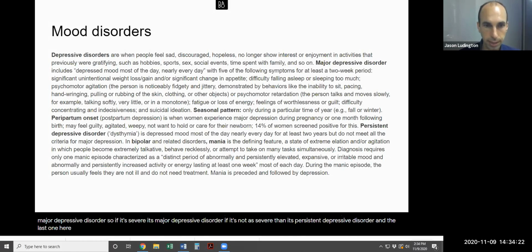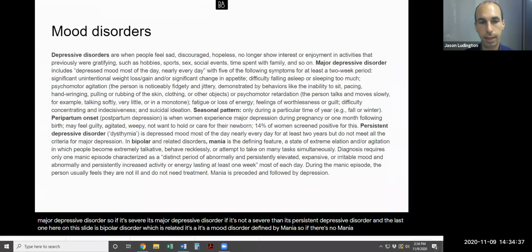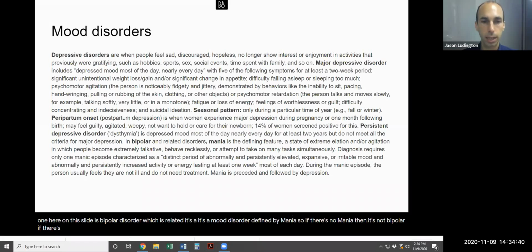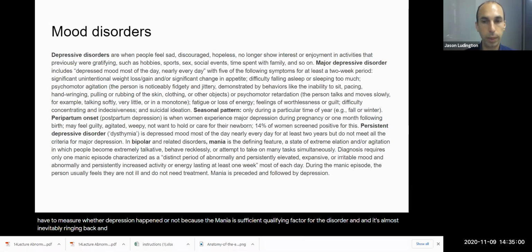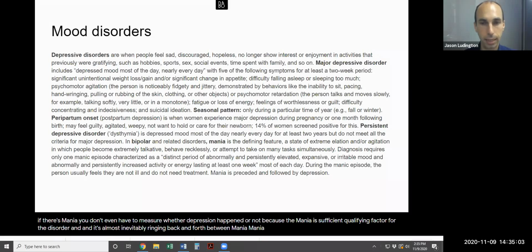And the last one here on this slide is bipolar disorder, which is related. It's a mood disorder defined by mania. So if there's no mania, then it's not bipolar. If there's mania, you don't even have to measure whether depression happened or not, because the mania is a sufficient qualifying factor for the disorder, and it's almost inevitably swinging back and forth between mania and depression.